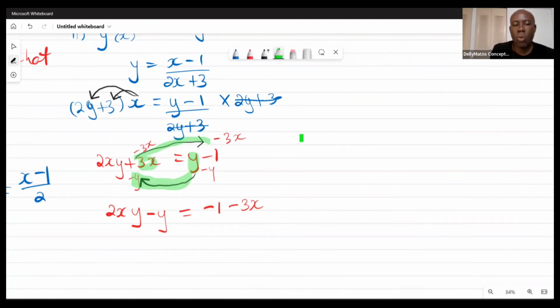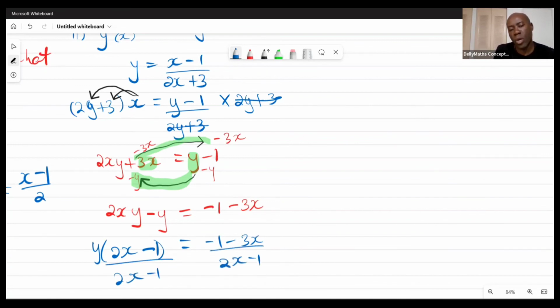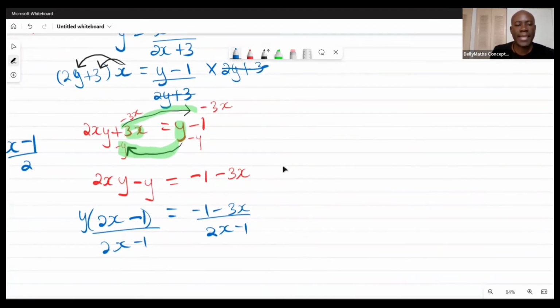Finally, I need y. I'm going to factorize out y. So y open bracket 2x, because y into 2xy will give 2x, and y into negative y will give us negative 1. And then we're left with negative 1 minus 3x. Then we could divide both sides by 2x minus 1. Final analysis, it could be said that y is equal to (negative 1 minus 3x) over (2x minus 1). Therefore, I could say the inverse of g of x is equal to (negative 1 minus 3x), all of this over (2x minus 1).